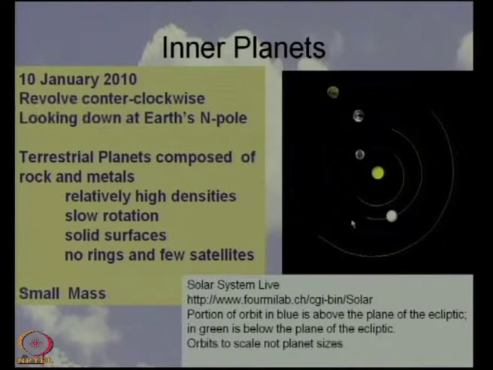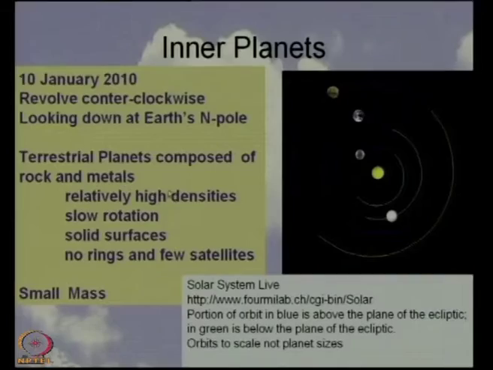The planets shown over here are Mercury, Venus, Earth and Mars. These are called the inner planets. You can see that the distances from the Sun are comparable, and these are also referred to as terrestrial planets. What we mean by that is that the planets are largely composed of solid rocks and metals, just like Earth. They have relatively high densities.